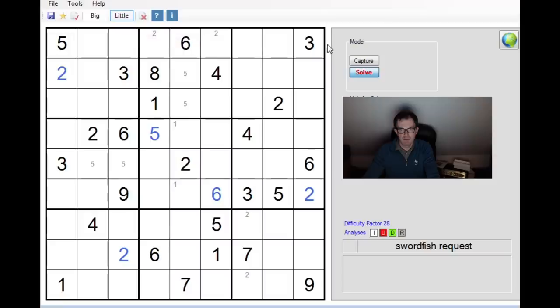Right, let's do a hunt around the grid for more pencil marks. 1s, 2s, 3s down here.